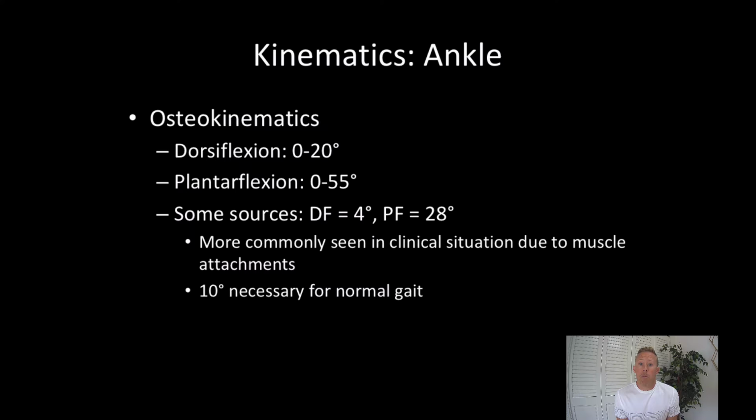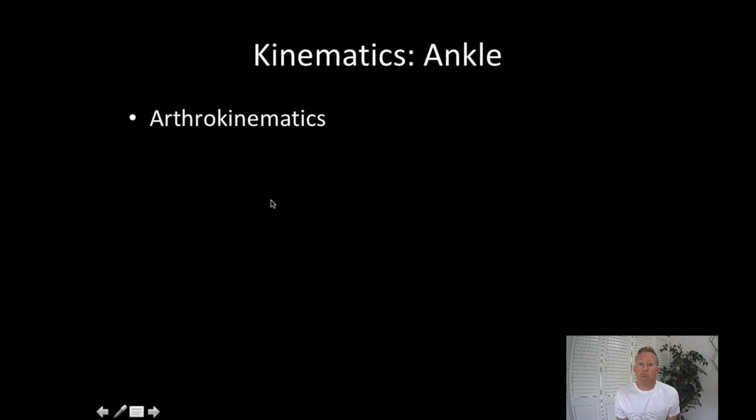In gait, it's easier to achieve 10 degrees versus this 4 because, again, your body weight is on it. The Achilles tendon is so stiff that you almost need body weight to get the joint to move through greater excursions. So those are the osteokinematics for the ankle joint. Again, just really dorsiflexion and plantar flexion.